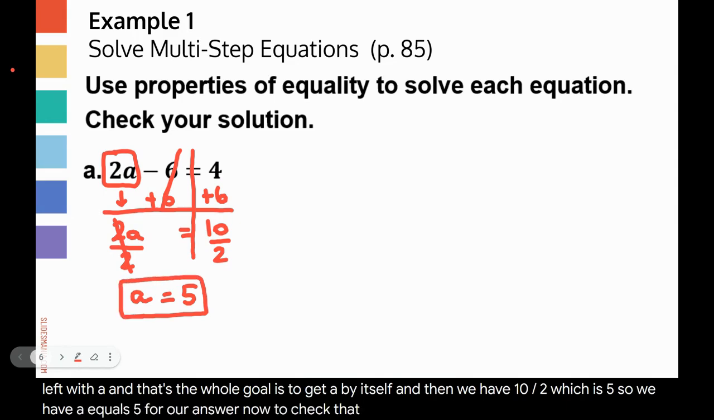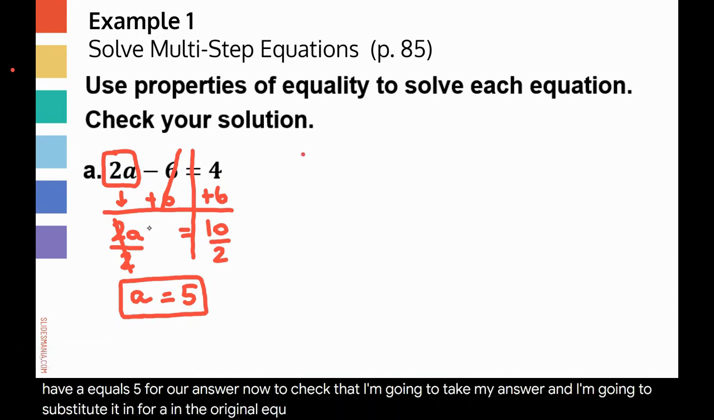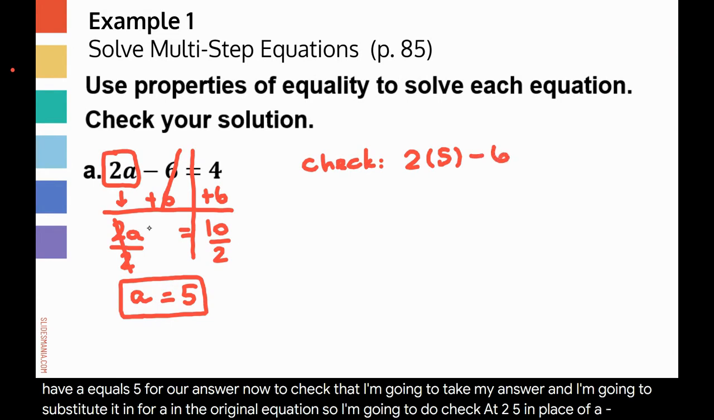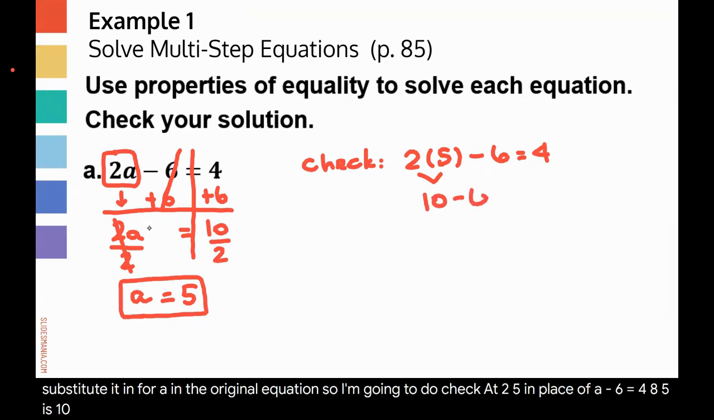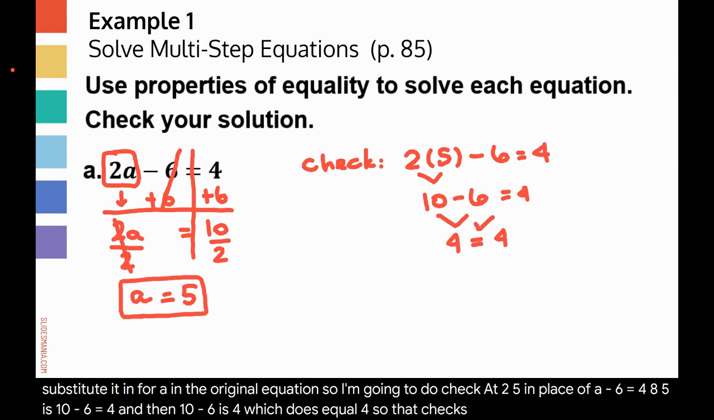Now, to check that, I'm going to take my answer and substitute it in for a in the original equation. So let's see, check. We've got 2 times 5 in place of a, minus 6 equals 4. 2 times 5 is 10, minus 6 equals 4. And then 10 minus 6 is 4, which does equal 4. So that checks and we're good.